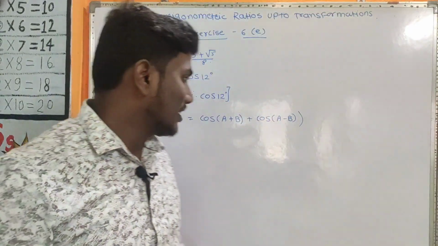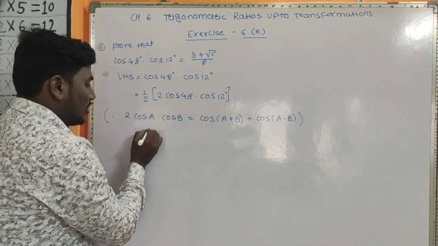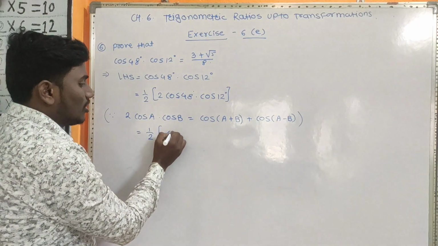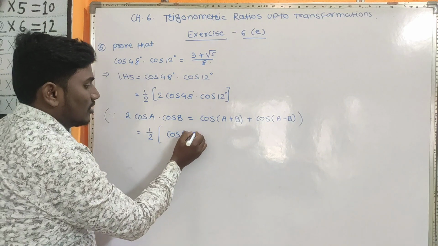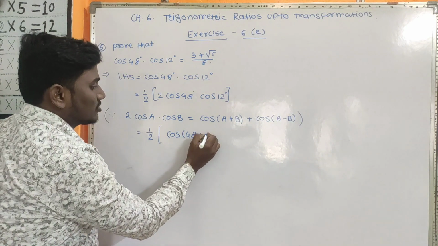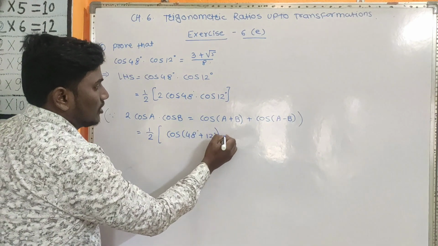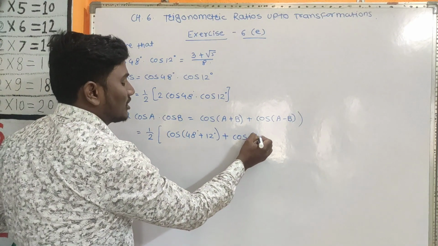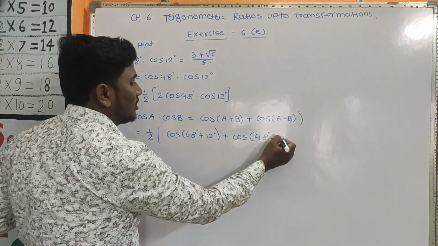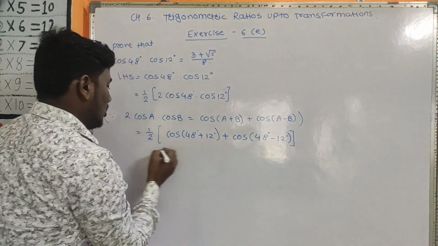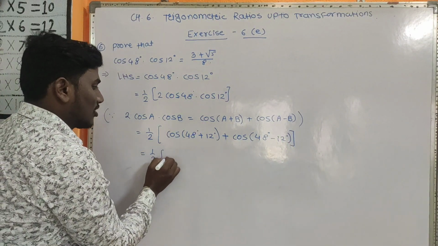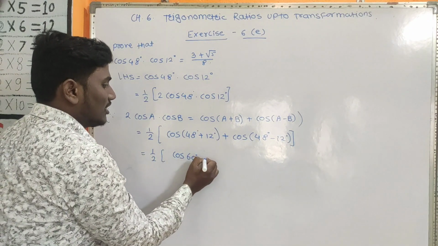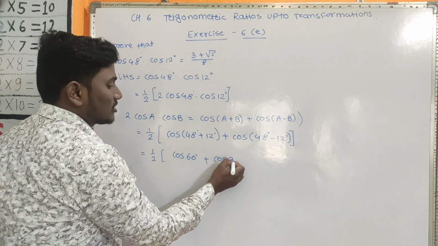So this 1 by 2 as it is. This is nothing but cos 48 degree plus cos 12 degree, where cos A minus B means 48 degree minus 12 degree. So this 1 by 2 as it is, cos 48 plus 12 is cos 60 degree plus cos 36 degree. Am I right?